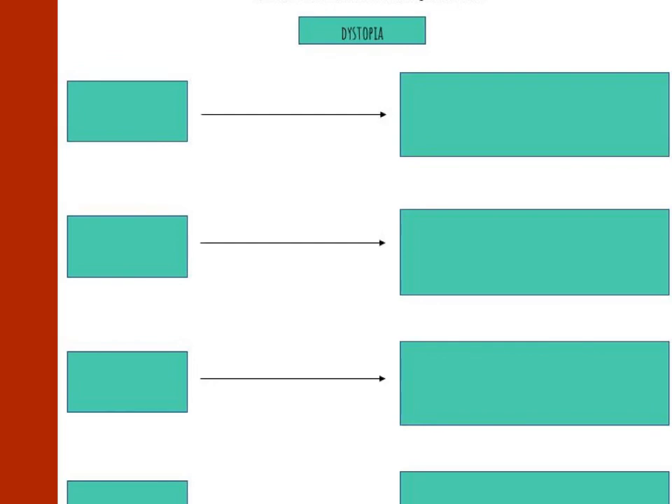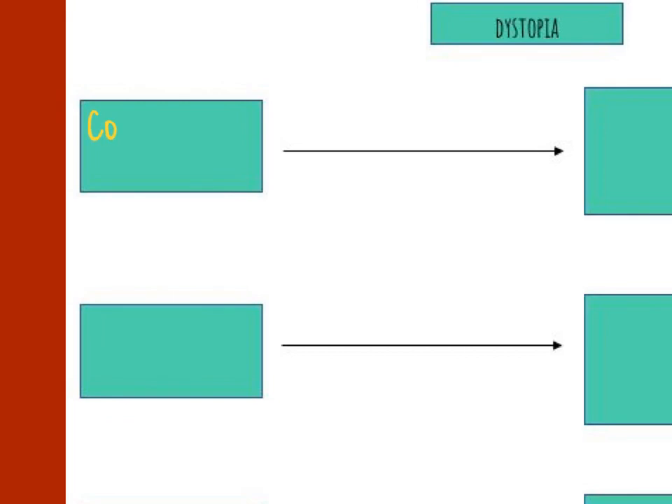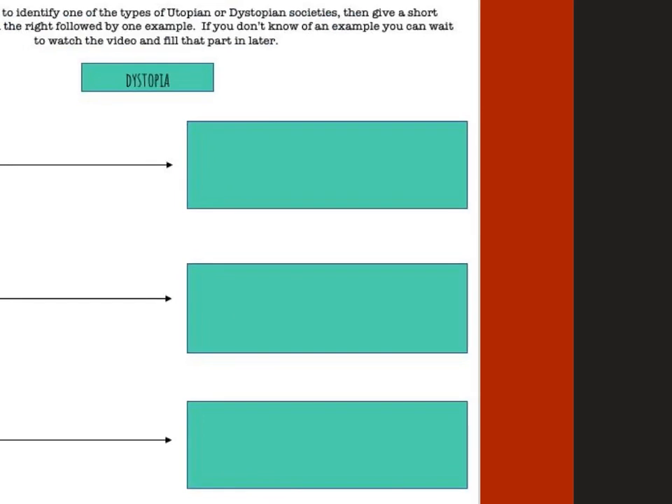Okay, so types of dystopias. Dystopias present a world in which oppressive societal control and the illusion of a perfect society are maintained through different types of control. So that's the whole point of a dystopia, is to be controlled. So one type is corporate control. One or more large corporations control society through products, advertising, or the media.